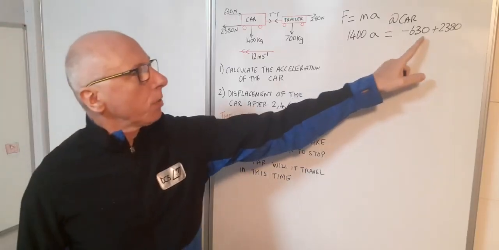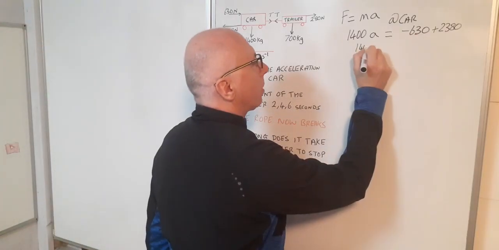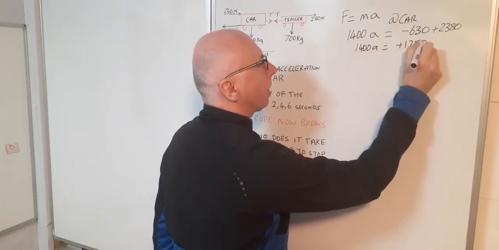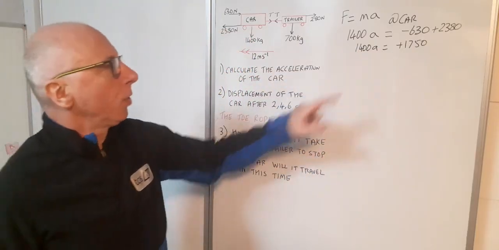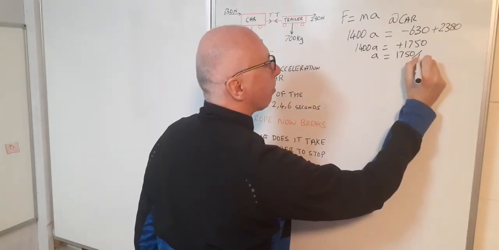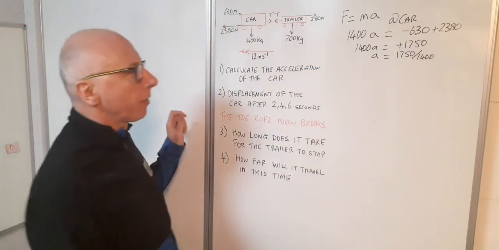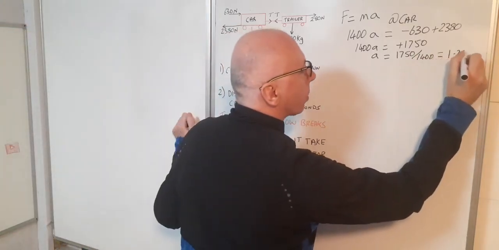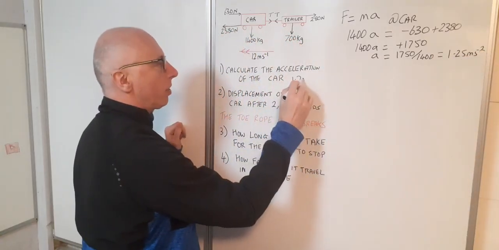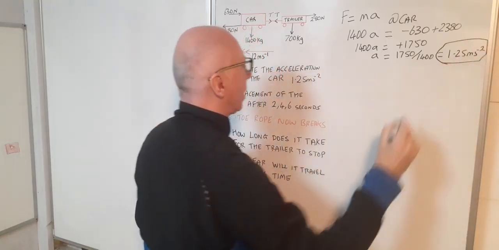So now let's work out what this is. That's 1750. So 1400 A equals plus 1750. Then divide both sides by 1400. So A equals 1750 divided by 1400. So that will come to 1.25. So it's 1.25 and it's meters per second squared. So that's our first result taken care of.